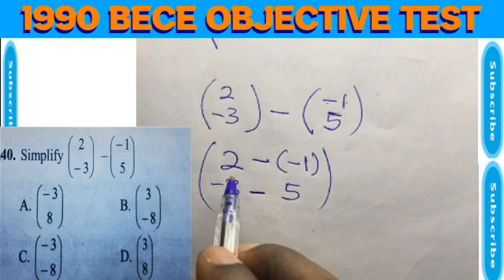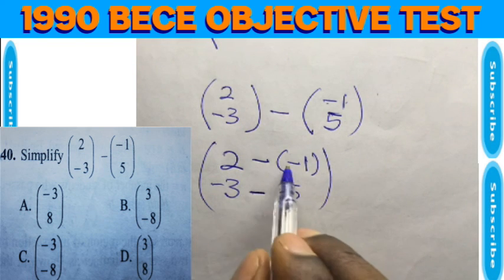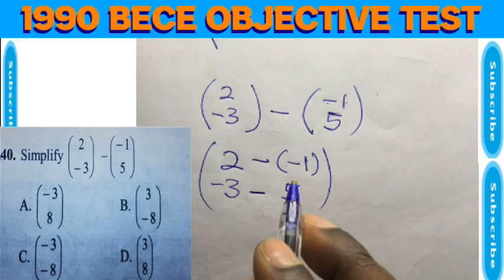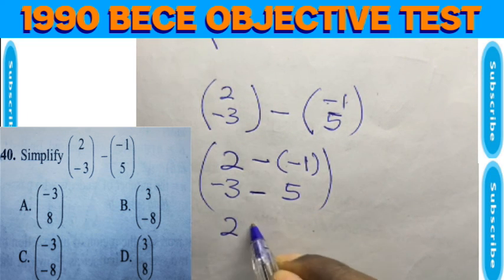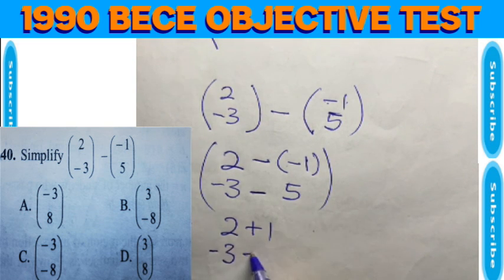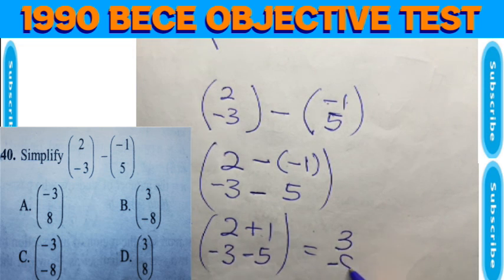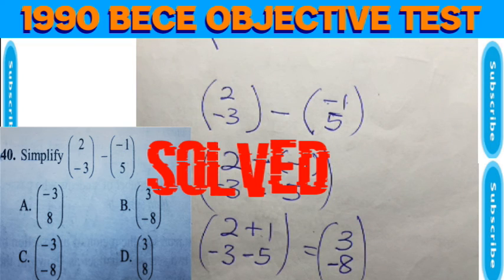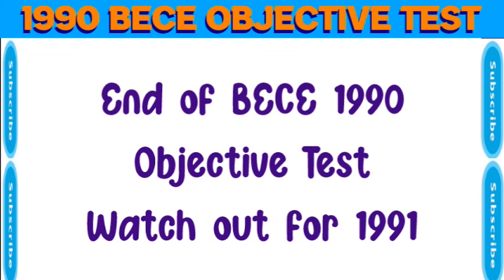So over here we have it to be 2 minus -1. Negative gives us positive. So we have it to be 2 plus 1. And over here we have it to be -3 minus 5. And let's take a look at the result. This will give us 2 plus 1, which is 3. And this gives us -3 minus 5. And this gives us -8. This is what we have. So there's the final answer, 3, -8. We are done solving from question 1 to 40.